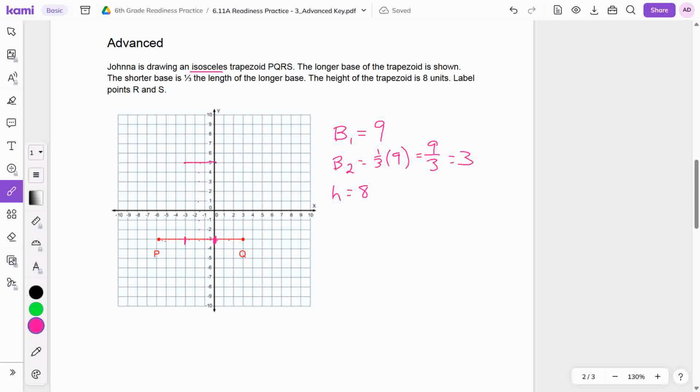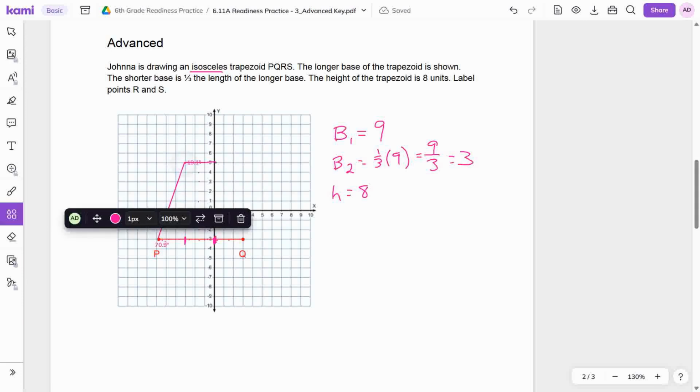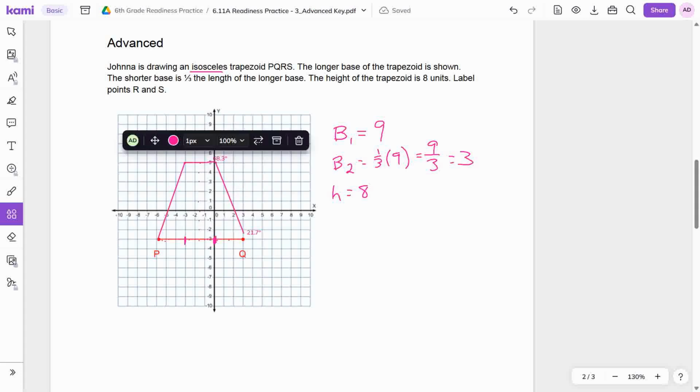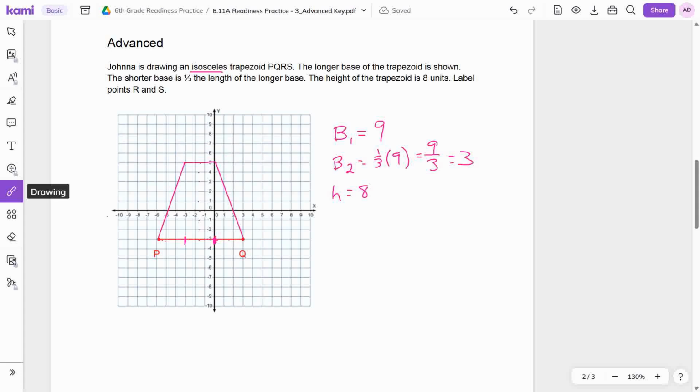And then I want to, let's use straight lines here to draw it between that corner and that corner. And then I'm going to do the same thing right here. And there is my isosceles trapezoid. It looks a little weird simply because it's tall, but we can label our vertices here.